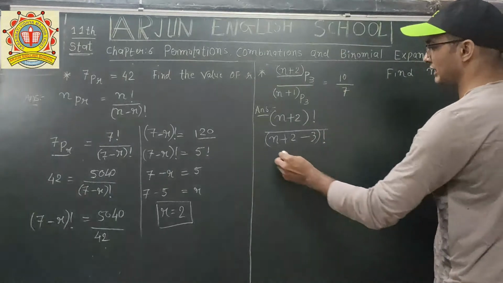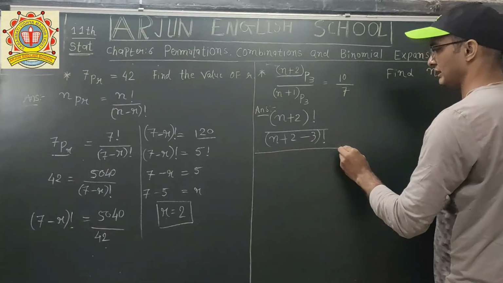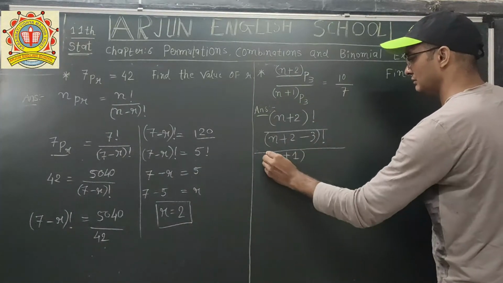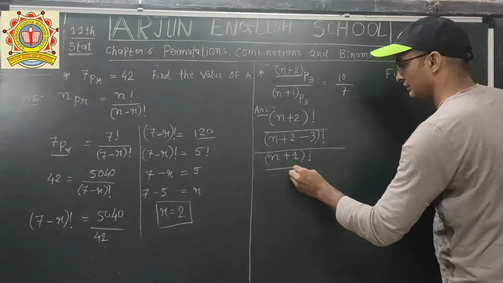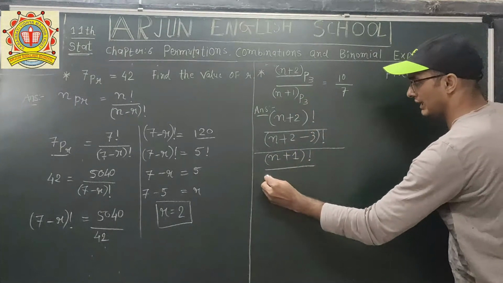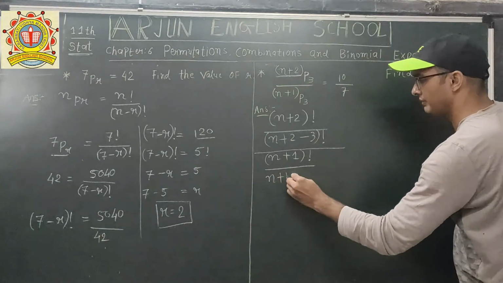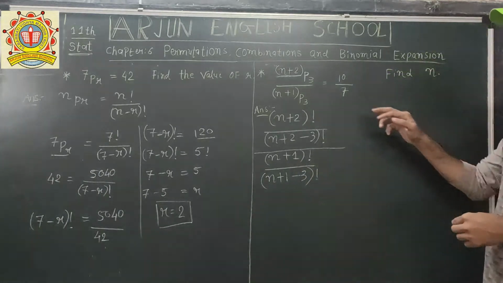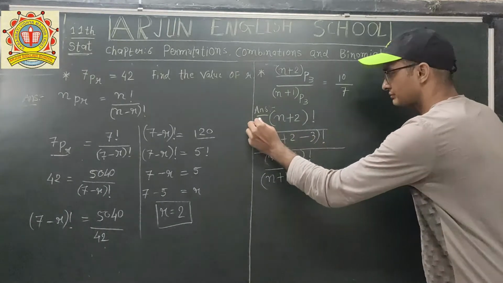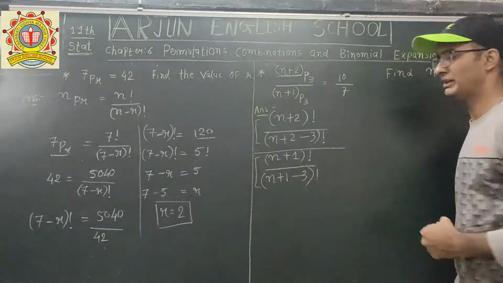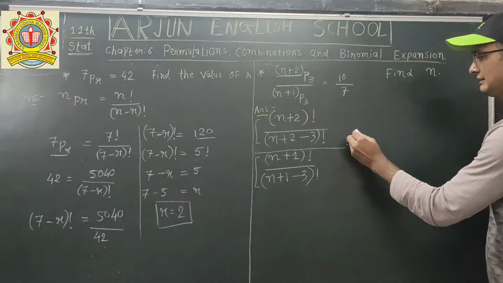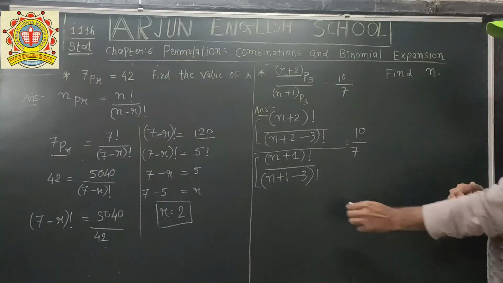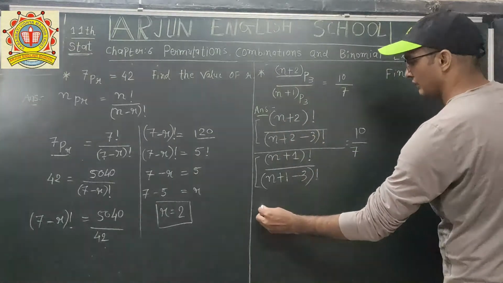In the same way we have to solve the denominator part. So in the denominator, (n plus 1) factorial divided by (n plus 1 minus 3) factorial. This one is the numerator part, and this one is the denominator part. And the answer is 10 by 7. Now, how do we solve this? First of all, (n plus 2) factorial.